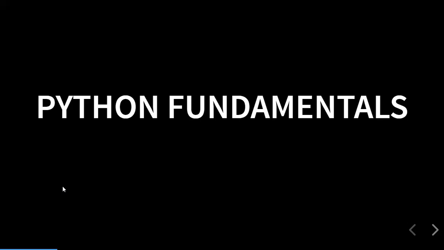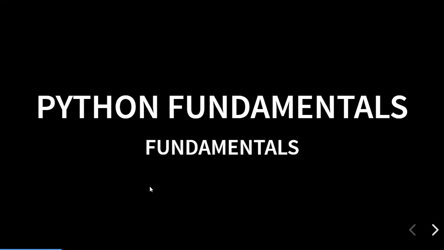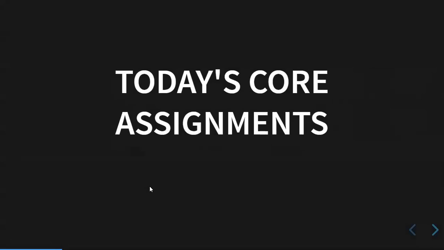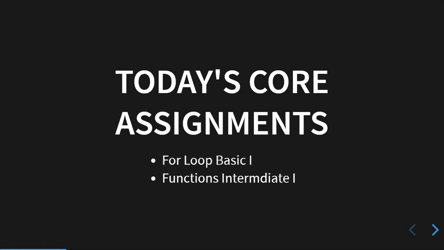All right, Python fundamentals. So today's core assignments, by the end of today you should try to complete for loop basics 1 and functions intermediate 1. Those are the two core assignments for today. I don't know why it's functions intermediate 1 because there's no functions intermediate 2, but anyway, that's the name of the assignment. Your goal should be to complete those by the end of today.